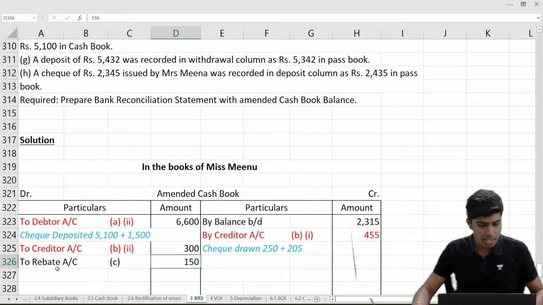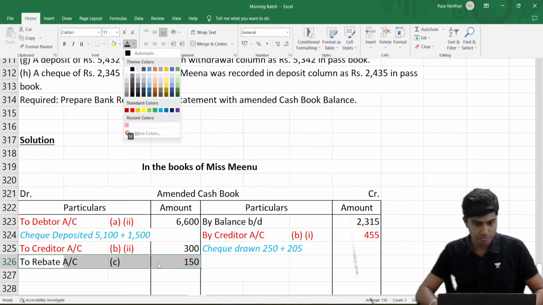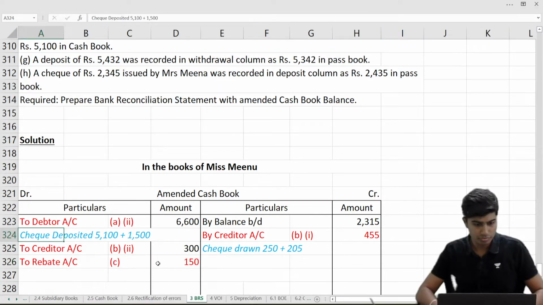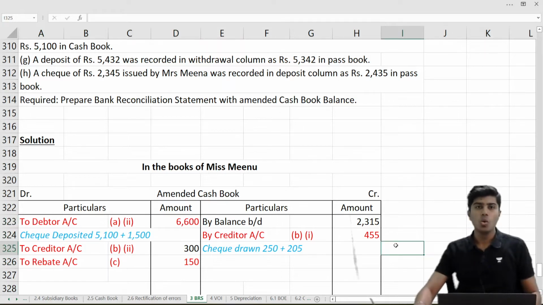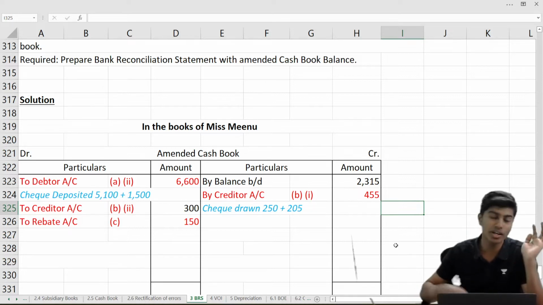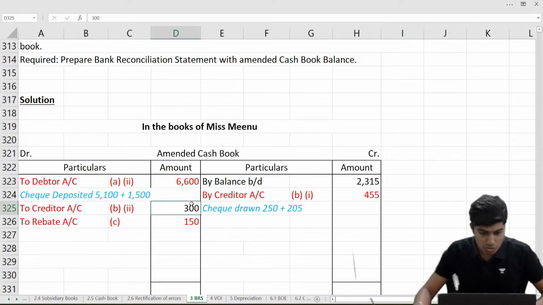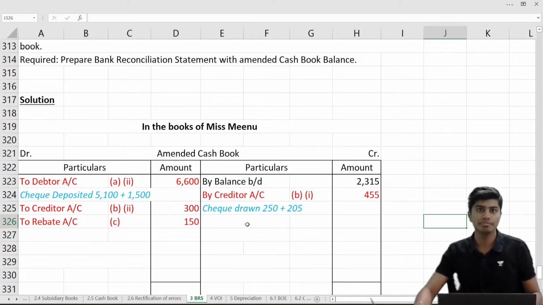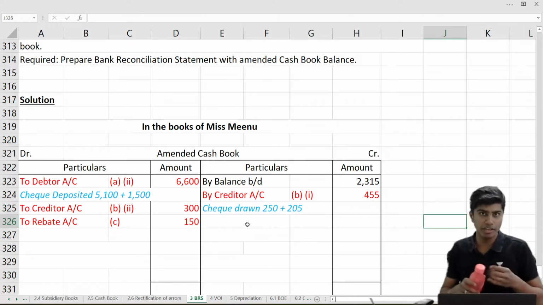Clear? Chalo, let me make this red. Yep, 150 is income that is basically received on retirement of the bill, but we had not recorded it. Instead of recording this 150, by mistake we recorded the cash account by 10,000. Now we're writing this 150 because it was omitted in the previous part. Any doubts in this? I hope you shouldn't be having any.